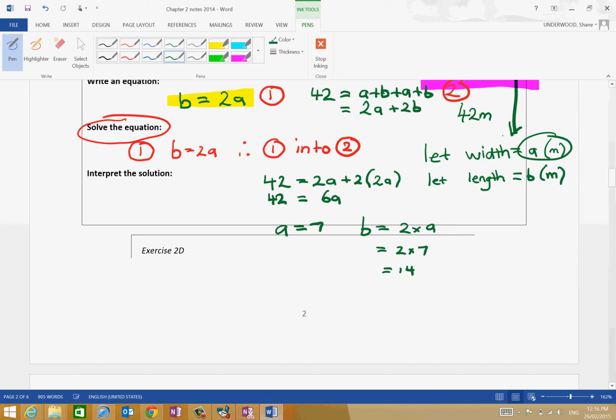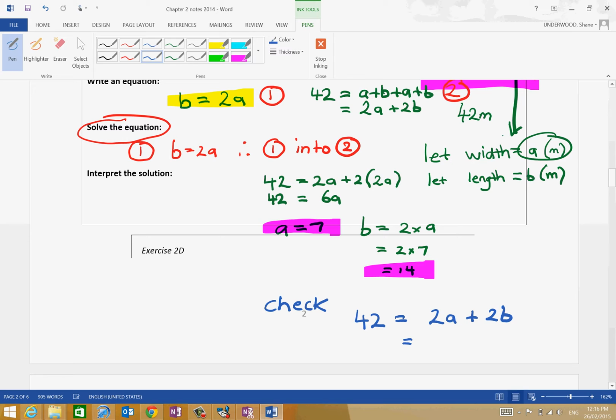Now, a lot of students stop there, but if you want to be more methodical, what you can do is you can say, all right, well, I'm going to check my answer. How can we check the answer? Let's check it. What's the perimeter supposed to be? Check, let's say 42 is equal to 2a plus 2b.